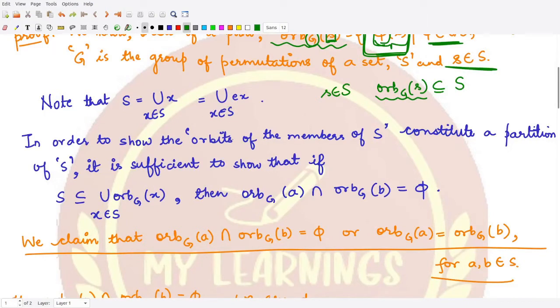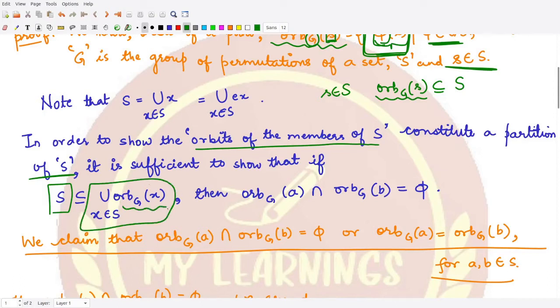Now, in order to show that orbits of the members of S constitute a partition of S, what do we need to prove? We need to prove that the whole of this set S is contained in this union of orbits, and that all the orbits are either equal to each other or disjoint from each other, so their intersection is empty. This is what we wanted to prove here.